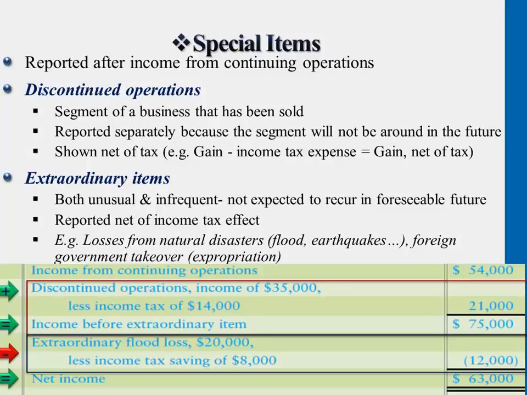Then for extraordinary flood loss, let's say that this actually happened in the business. We lost $20,000. This again also has a net tax effect, so we're really reducing this just $12,000. So overall, the net income after these two items is $63,000 altogether. This is different from 54 because we haven't considered these two parts of the income.